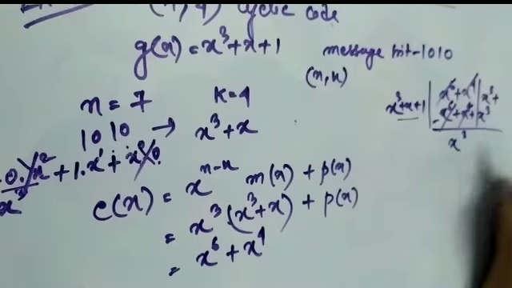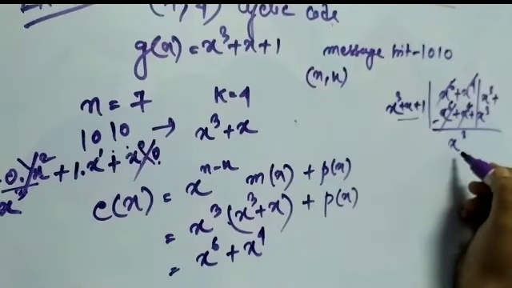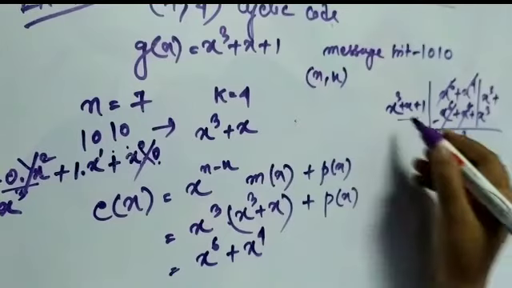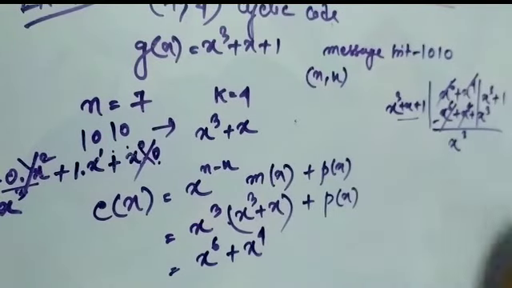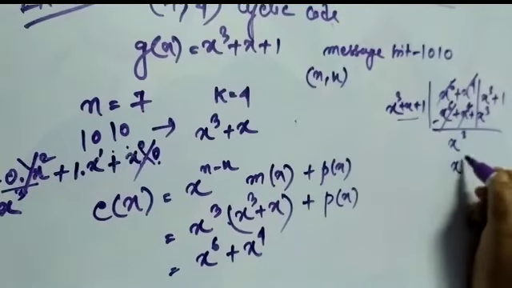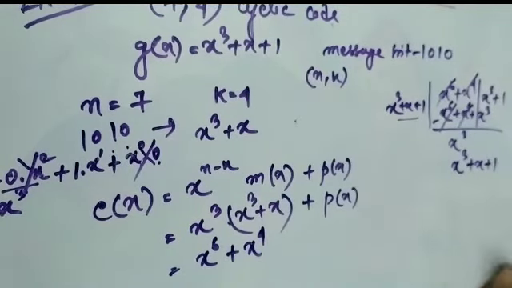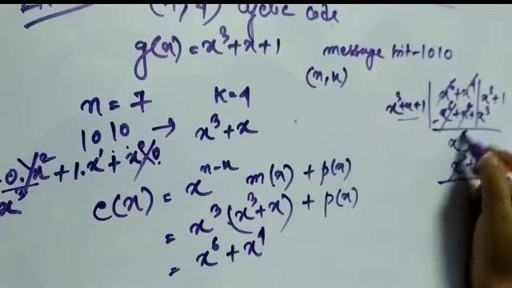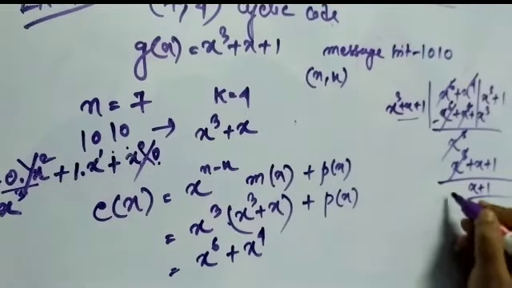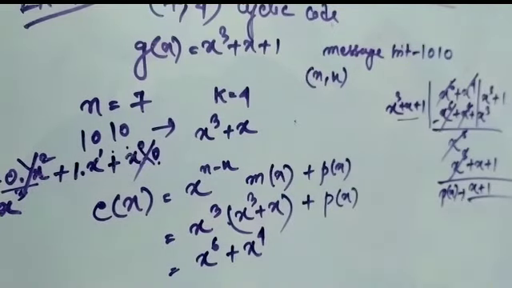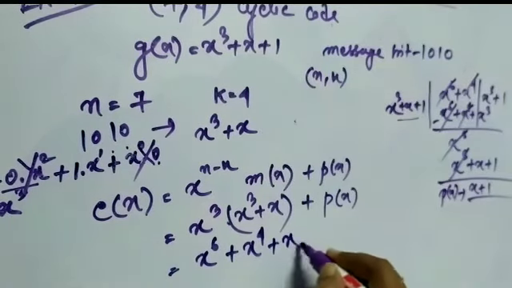Again this term is divisible with this. Both terms are the same, therefore it is divisible with this. So I write here 1. So it becomes x cube x plus 1. After division this term will be cancelled. So this is our remainder, or this is our px. I write this px term as x plus 1.